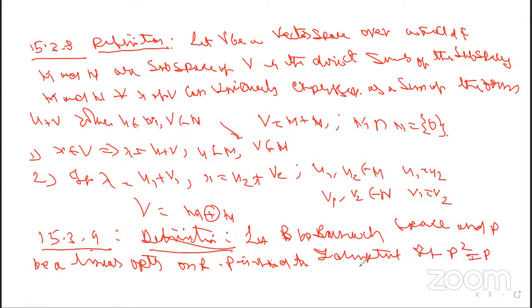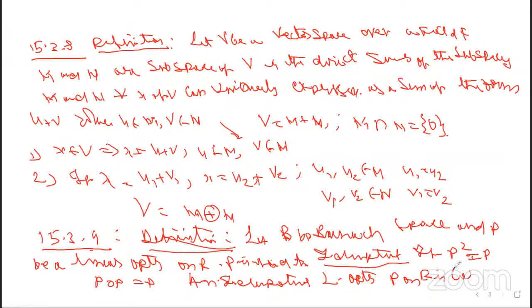In matrices, idempotent means A square equal to A, nilpotent means A power n equal to 0, involutory means A square equal to I. Here, idempotent means P square equal to P, so P circle P equal to P. An idempotent linear operator P on B is called a projection on B.